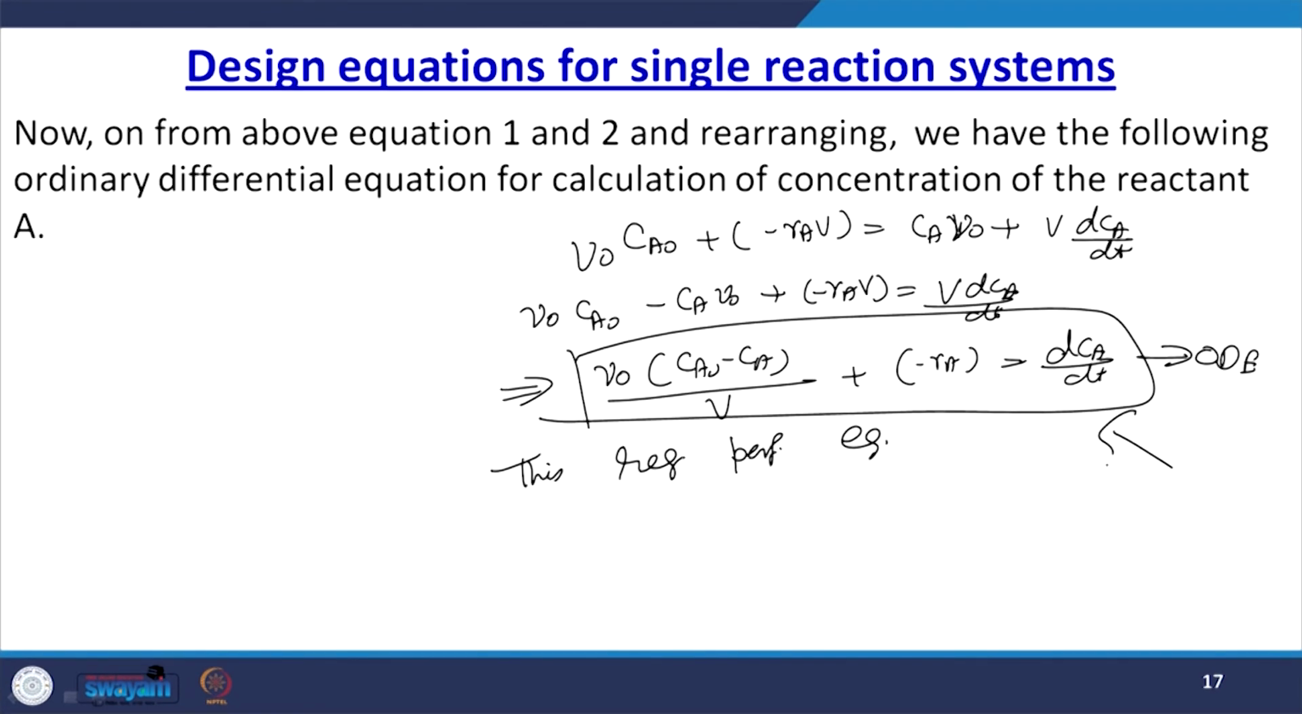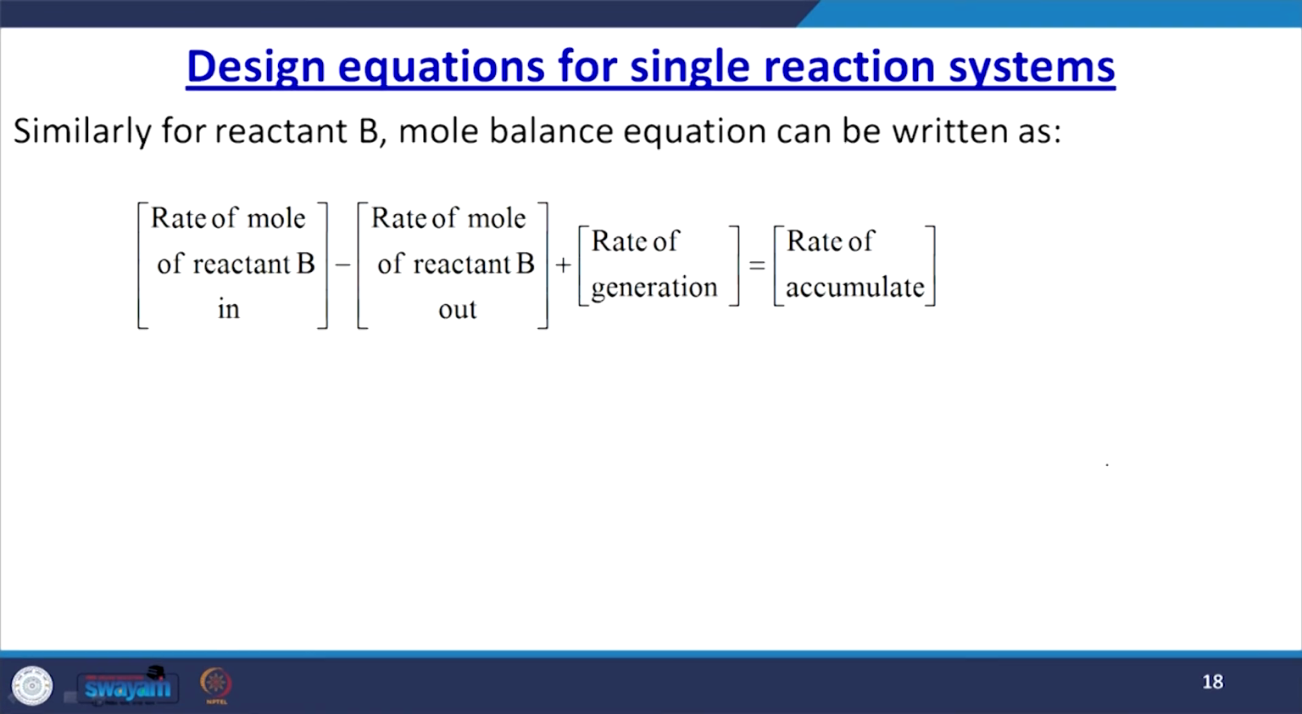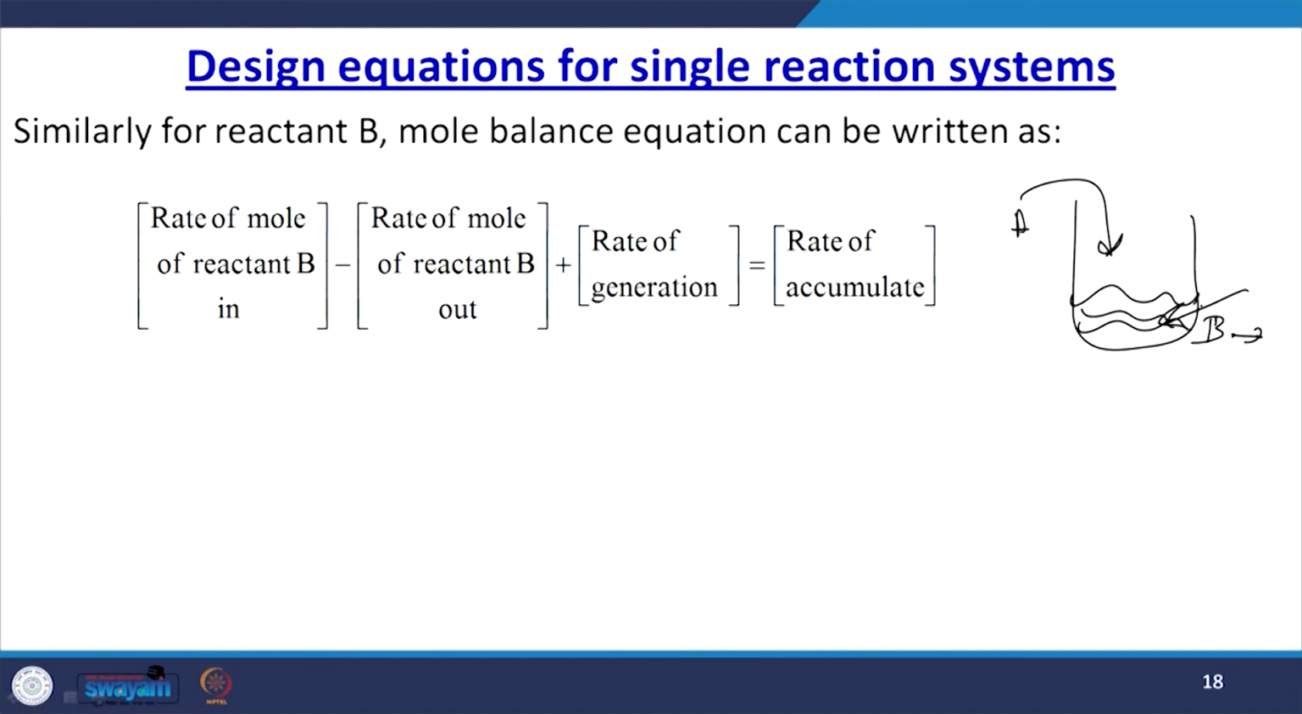So, this is again a very useful equation related to reaction engineering, especially when we try to design specific polymer reactors. Now, similarly for reactant B, because if you recall that one reactant was within the reactor and another was slowly added to that particular reactor. So, this was your A and this is the B. For the other reactant, the mole balance equation you can easily write, and that is your generic mole balance equation, that is the rate of moles of reactant B in and whatever is coming out plus the rate of generation is equal to rate of accumulation.